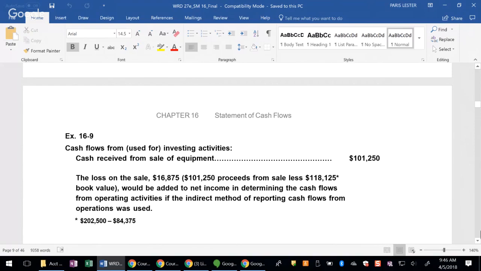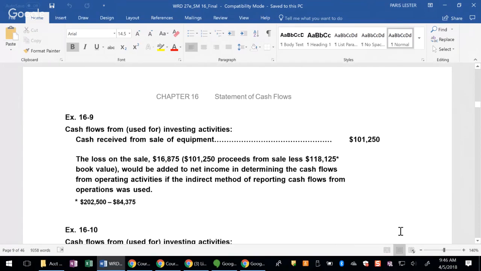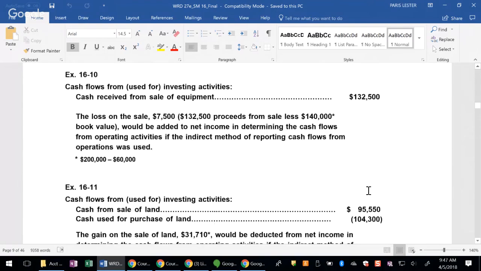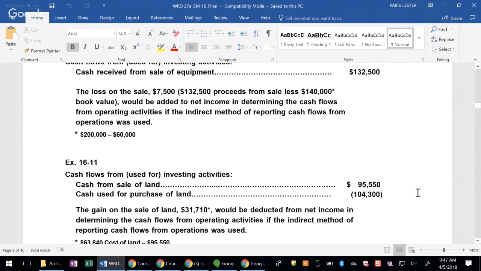You see two things there that involve cash. One going and one coming. That's all cash flow is. It doesn't matter what the land cost us. It doesn't matter what accumulated depreciation is, which you don't have on land anyway. Cash from sale of land, 95,550. Cash used for purchase of land, 104,300.